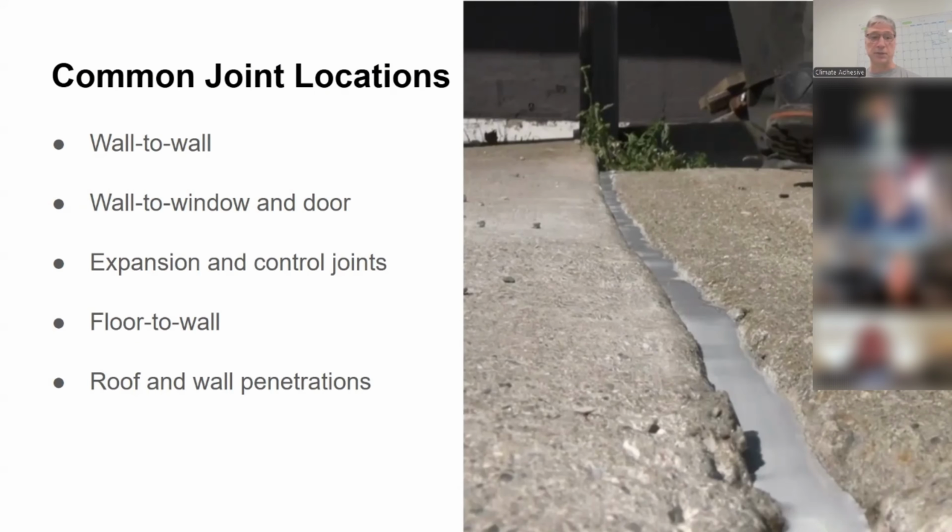Expansion and control joints in concrete, floor-to-wall perimeters will sometimes be done, roof and wall penetrations as well.